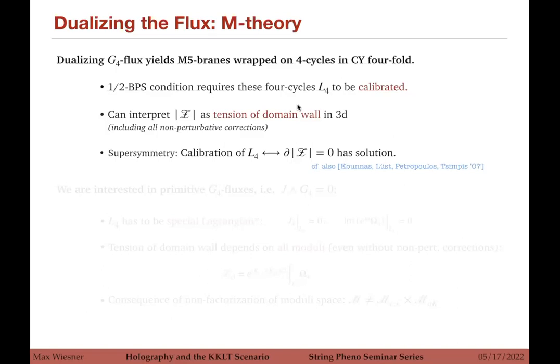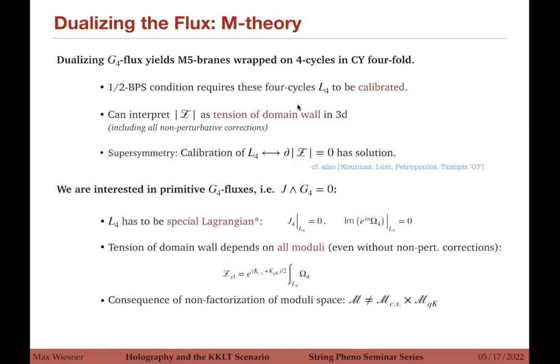The supersymmetry essentially then tells us that this calibration of L4 is equivalent to the fact that the F-term equation, which, as I said, in terms of Z reduces to the ordinary partial derivative of Z vanishing, has a solution. So we are interested in primitive G4 fluxes, because these are the ones that in the end we can uplift to F-theory. So the Kähler form wedge our G4 flux should be 0. This means that L4, the dual cycle in the Calabi-Yau 4-fold, has to be a special Lagrangian, which is essentially the statement that the Kähler form J, which is the same as J4, vanishes if restricted to L4, and that we have a constant phase for our holomorphic 4-form omega 4.